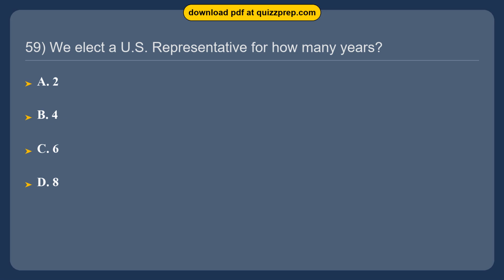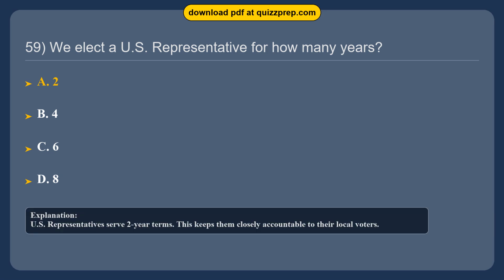Question 59. We elect a U.S. representative for how many years? Option A, 2. Option B, 4. Option C, 6. Option D, 8. The correct answer is option A, 2. U.S. representatives serve 2-year terms. This keeps them closely accountable to their local voters.